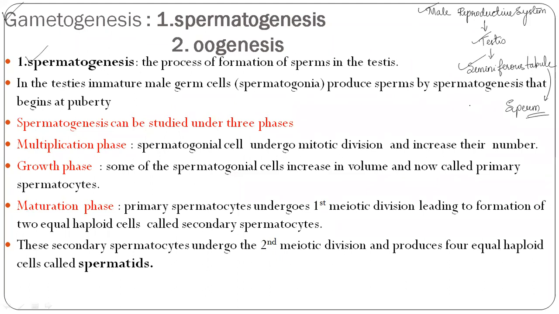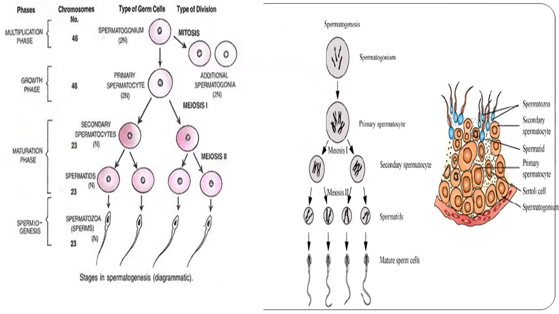Now, this spermatogenesis is studied under three phases. There are three phases or three types. One is the multiplication phase, where one multiplies into two. Then the growth phase and the maturation phase. So students, it's going to be something like this. This is important: multiplication phase, growth phase, and maturation phase.